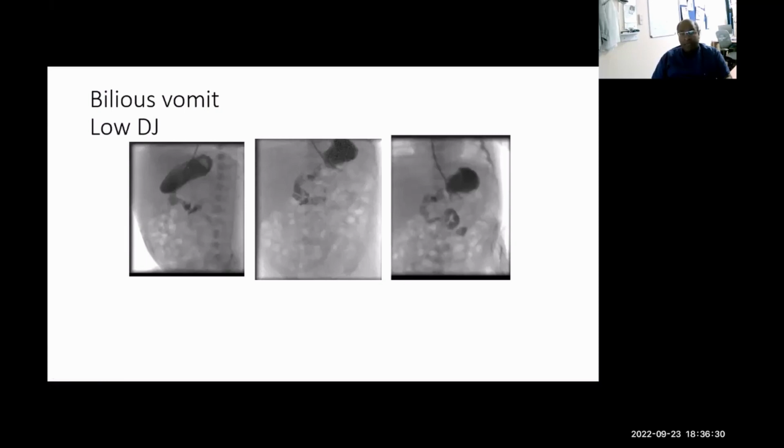So what they tend to do in these patients is they tend to observe the patient and look for lactates. If the lactates are rising and the bilious aspirates are not stopping, they tend to go to theater to inspect. They do a laparoscopic inspection to see the position of the DJ flexure.